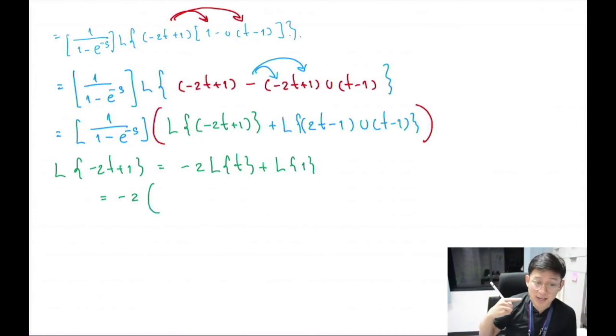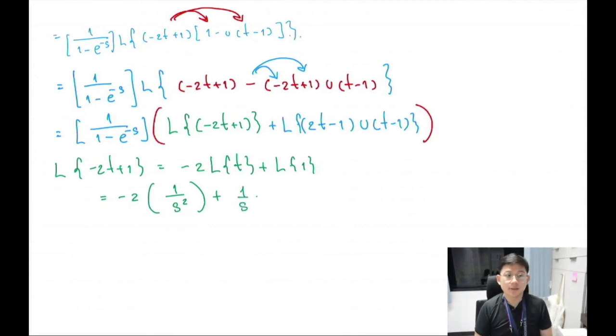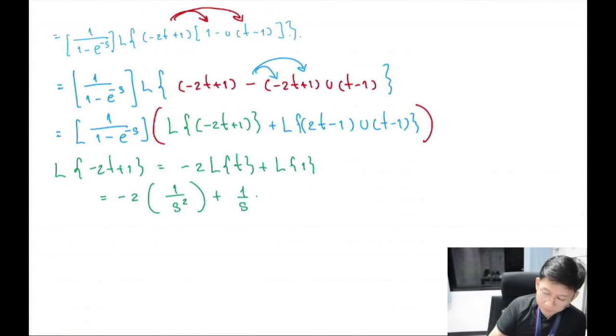You use the table. t to the n is n factorial divided by s to the n plus 1. So you get 1 factorial divided by s squared. And then plus Laplace transform of 1 is 1 over s. Okay. And then we look at the next function.